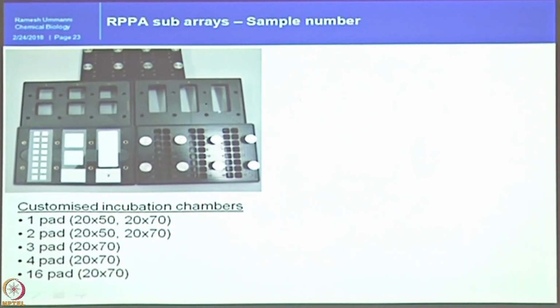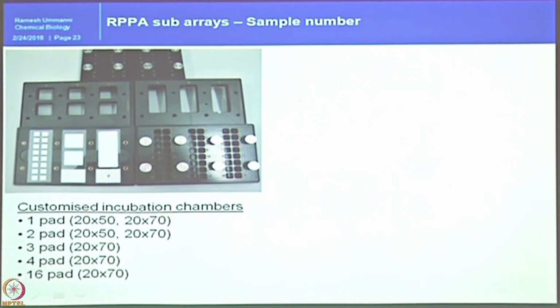Once you have a glass slide, you can decide the array. One slide can accommodate 2000 samples. Will you wait until 2000 samples are accumulated from different studies? Not necessary, right? So you can design the array in a miniaturized fashion. It is quite easy and possible. These chambers were custom made in our lab, and now are available in the market. So one pad means it is like this.